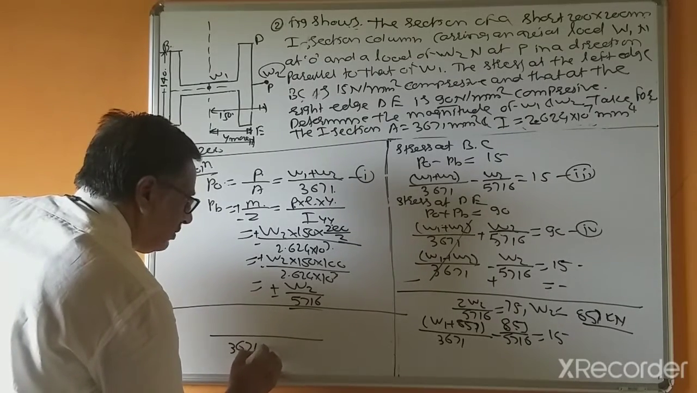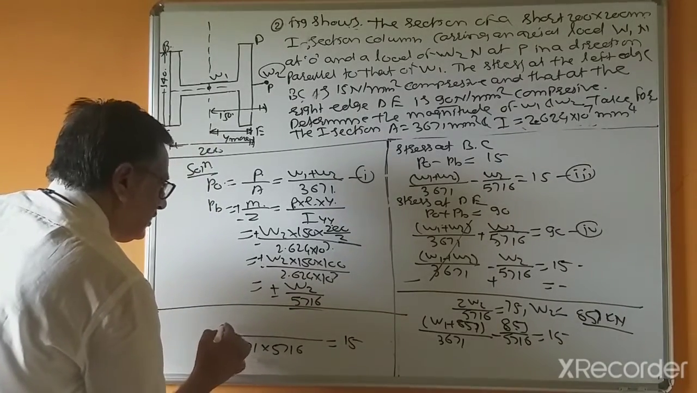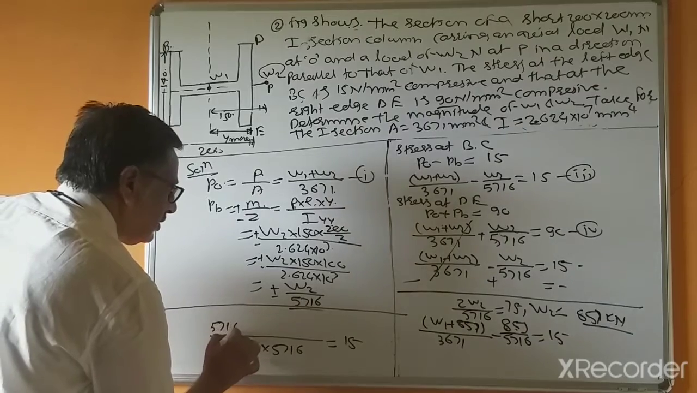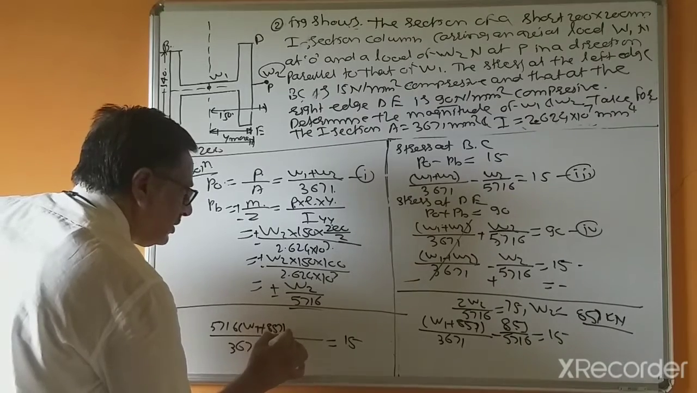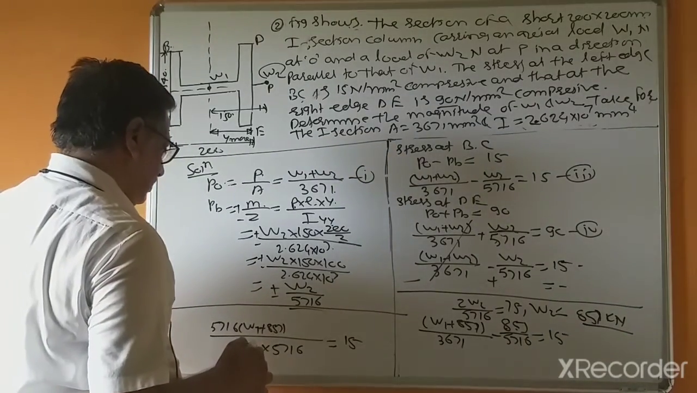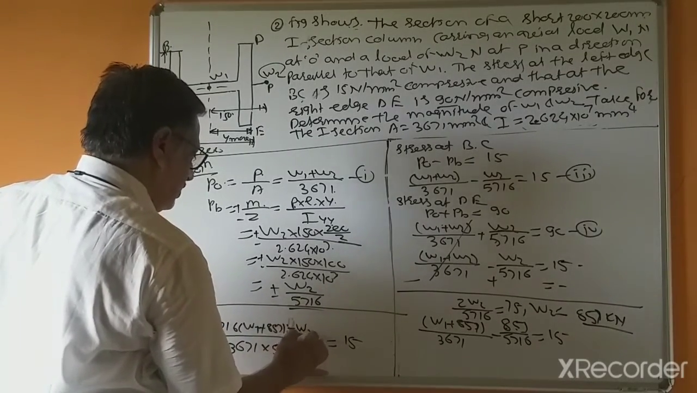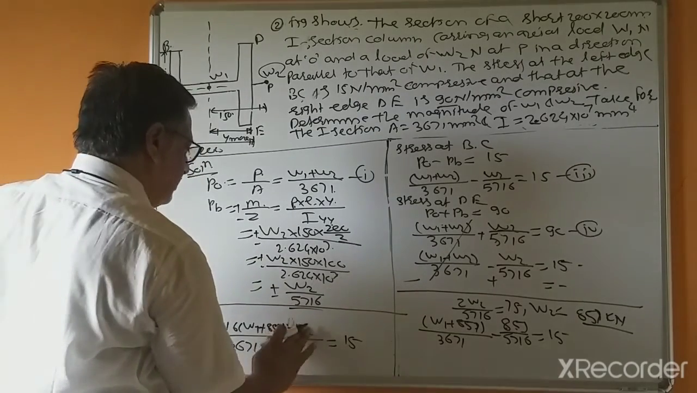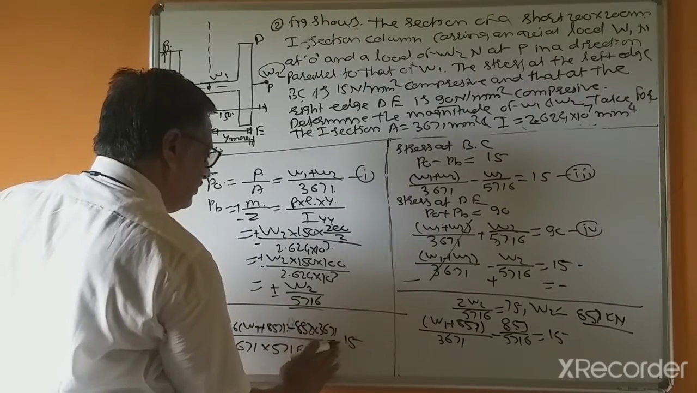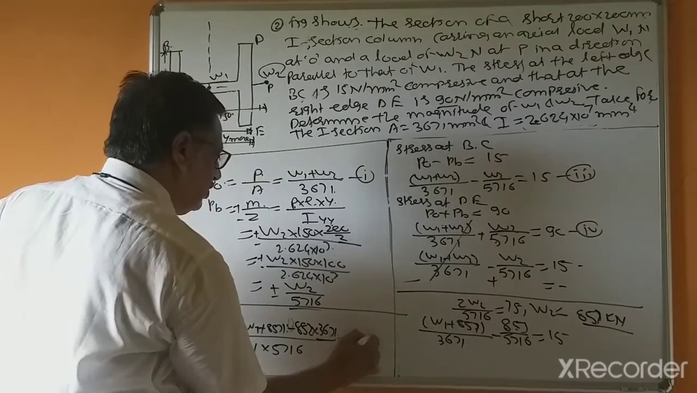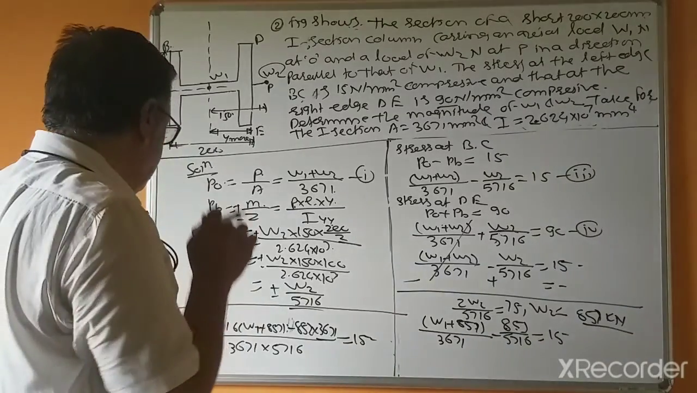3671 multiplied by 5716 equal to 15, and this is 5716 W1, 857 multiplied by minus W2, 857 multiplied by 3671 equal to 15. Solve these equations, you will get W1.